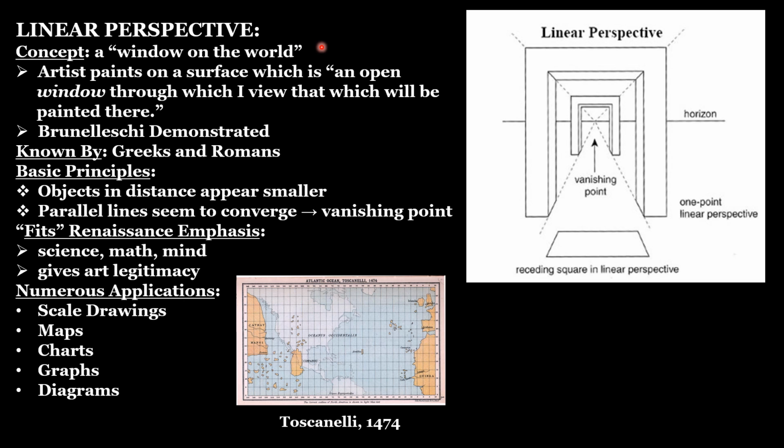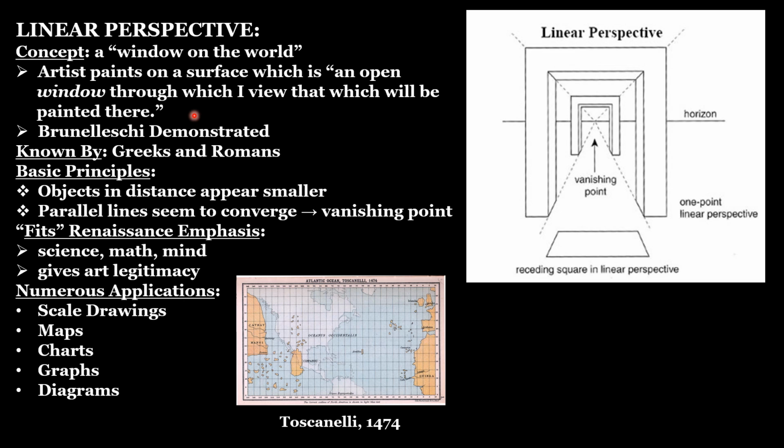The concept of linear perspective is what we often refer to as a window on the world. Think of it as if you're looking through a window and the artist's job is to organize what he or she wants you to see, as if you were looking through that window and getting a realistic, believable portrayal of it. A theorist of the time said that the artist paints on a surface which is an open window through which I view that which will be painted there. So that's another little more elaborate way of saying what I was saying.